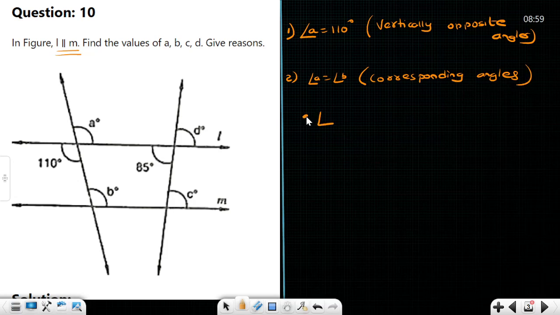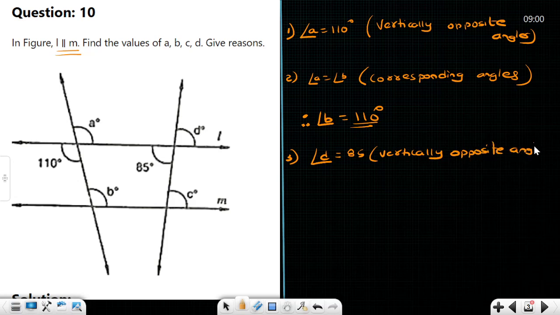Therefore, angle B will also be equal to 110 degrees. Third step. Angle D will be equal to 85. It's because vertically opposite angles. Fourth step, angle D will be equal to angle C. Again, same reason. Corresponding angles. Is that clear?